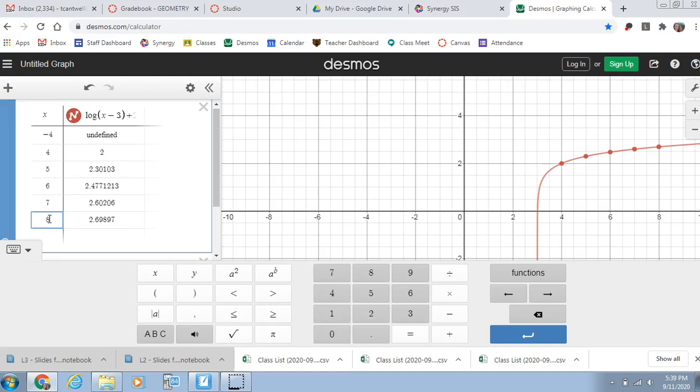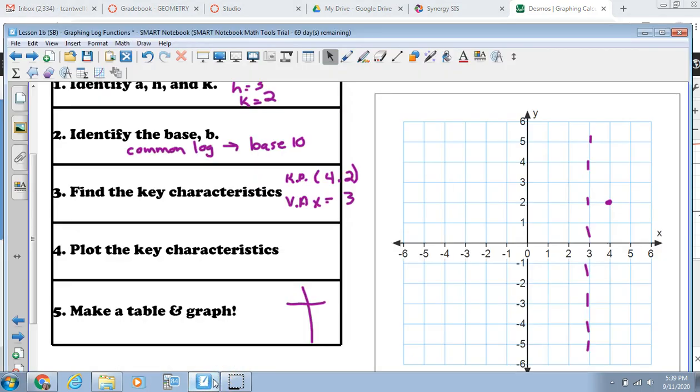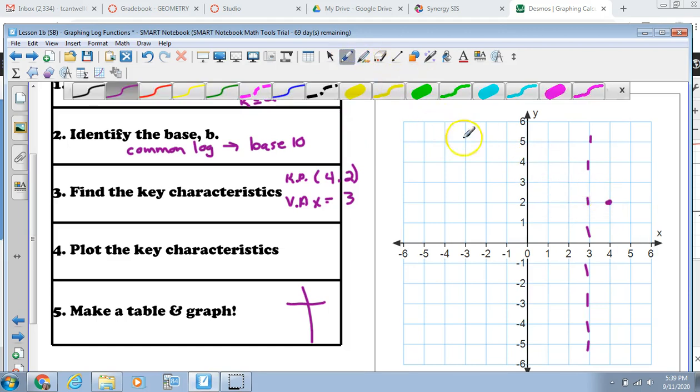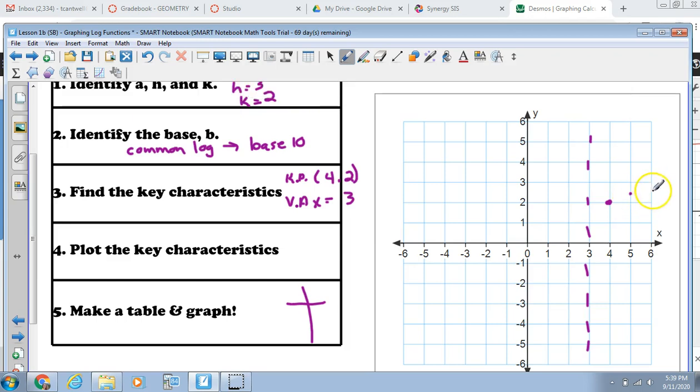So when we go back and graph our function, and we would plot these points, we had values of 4, 2, and we had a value of 5, 2.3, 6, 2.5. We would graph, it's getting bigger here, and here it's approaching our asymptote.